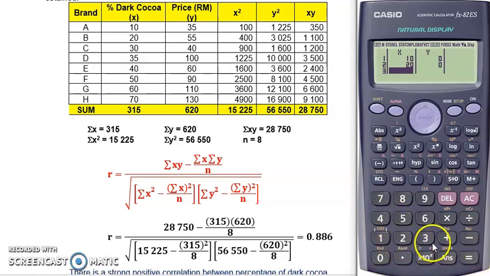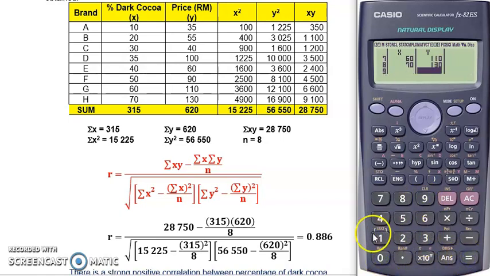20, and so on. Now key in for Y. Last one is 130.